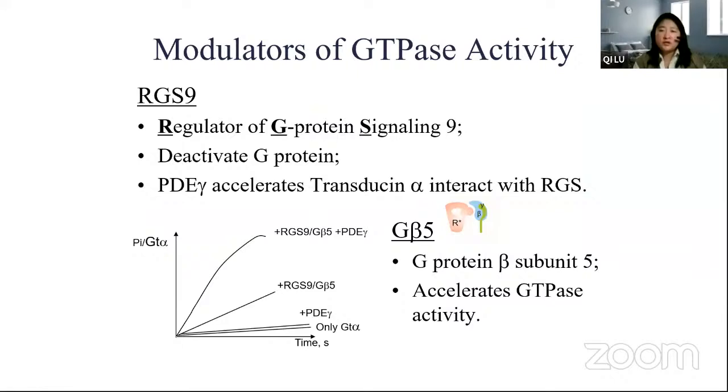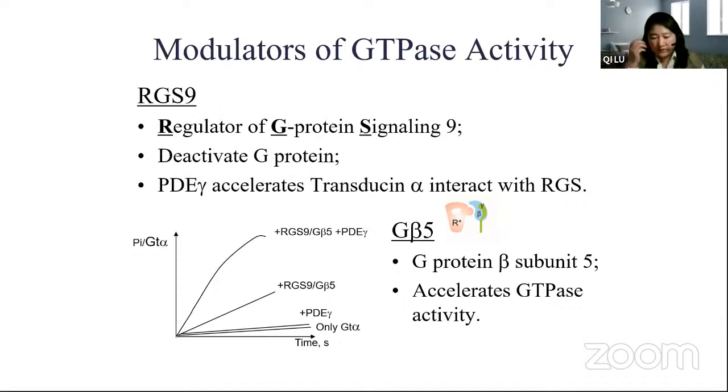And the GTPase activation removes the GTP from the G protein, and it also has a moderator, that's the RGS9. RGS9's name comes from regulator of G protein signaling 9, and it can deactivate the G protein because it removes the GTP. And PDE gamma can accelerate transducin alpha's interaction with the RGS9. So that means the alpha subunit binding to PDE alpha and beta, PDE gamma, and this binding conformation will attract this RGS.